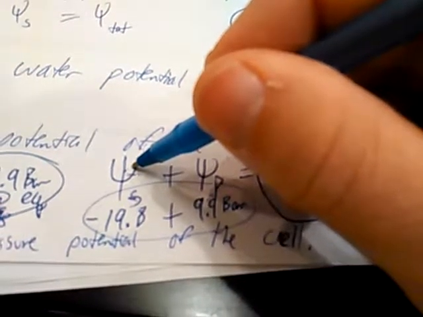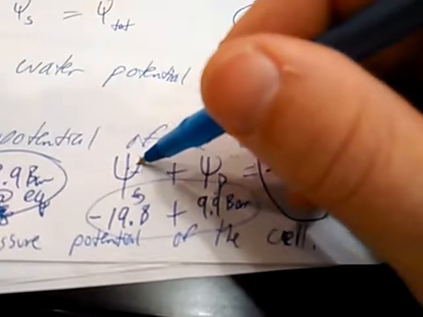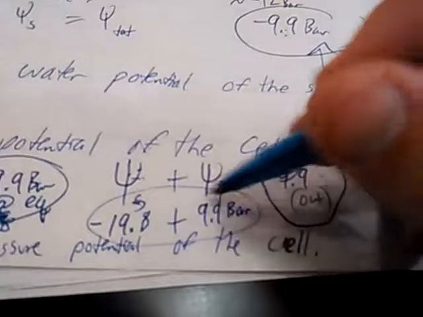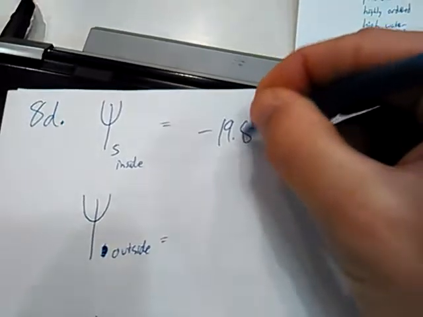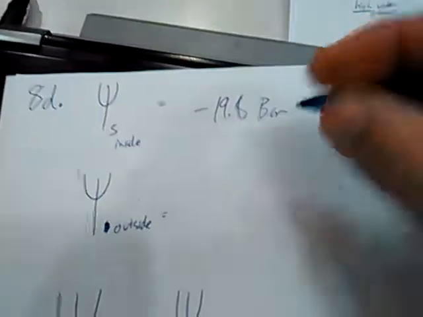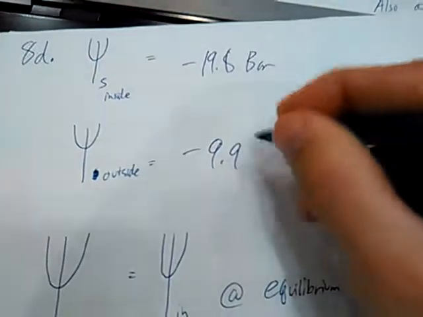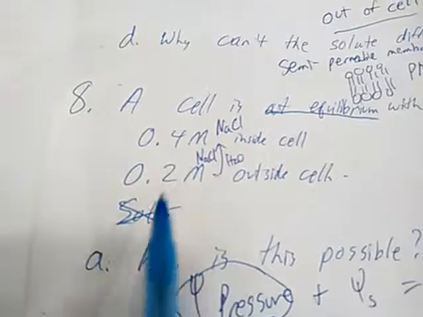We know the solute potential of the cell is going to be twice as much, but it's negative. We figured this out by subtraction. It's got to be 9.9 bar. Oh, look at this. I left myself a bunch of space. The inside solute potential is negative 19.8 bar. The outside was negative 9.9 bar. These will not always be doubles. This happens to be because Freeman picked 0.4 and 0.2.